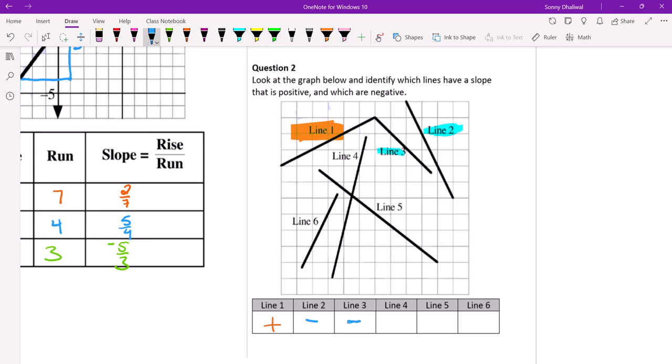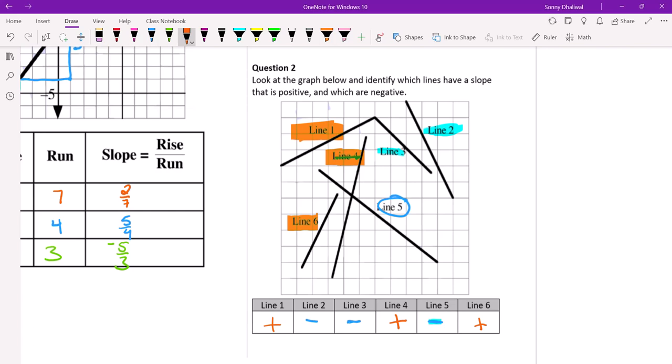All right. Line 4. Positive or negative? Positive. As we look to the right, it goes up. Oops, wrong color. 4 plus. Line 5. Positive or negative? Negative. As we look right, it's falling. So that is negative. And finally, line 6. Positive. So it's going up to the right.